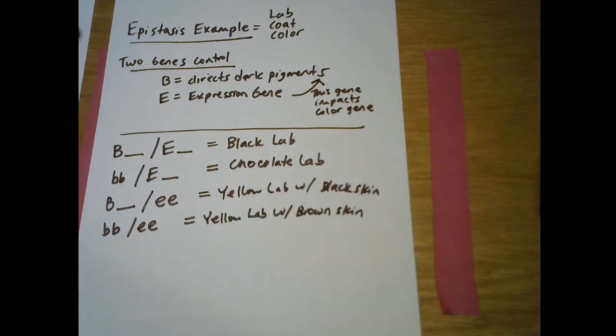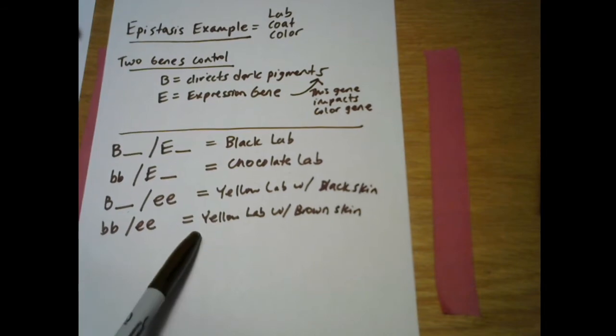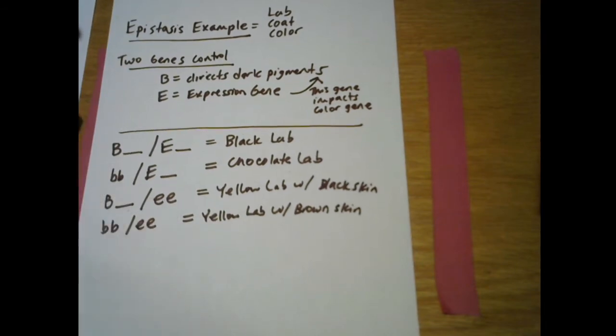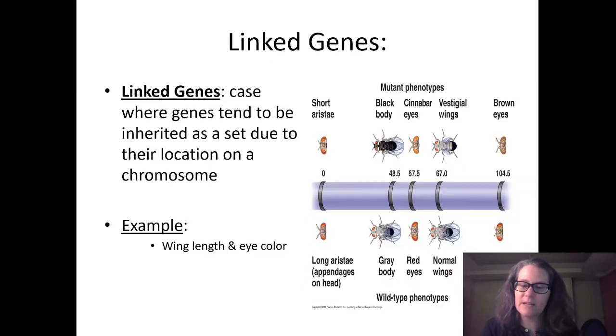So this is an example of a way that this expressor gene influences how this pigment gene works in our lab color and makes lab coat color a little bit more complicated, as you will see, than what we normally find. This is the case of epistasis, so I'm going to switch back to my screen here. And epistasis is something, again, that we see, and it adds a little bit of complexity to what Mendel proposed.